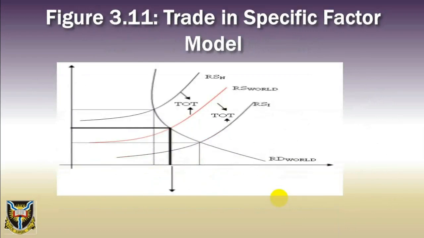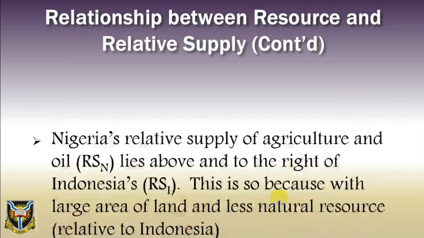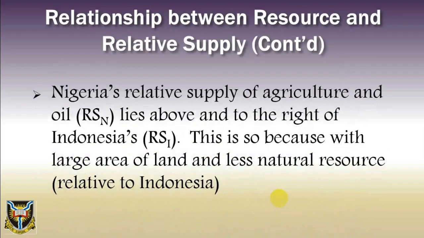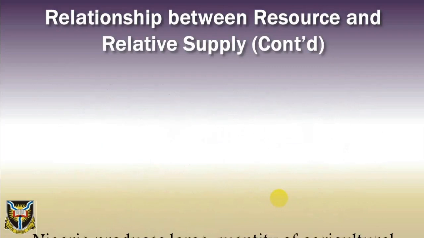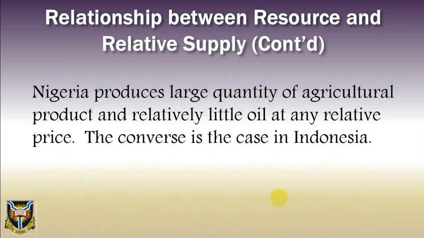Nigeria's relative supply of agriculture and oil lies above and to the right of Indonesia's. This is so because with large area of land and less natural resources, Nigeria produces larger quantities of agricultural product and relatively little oil at any relative price.